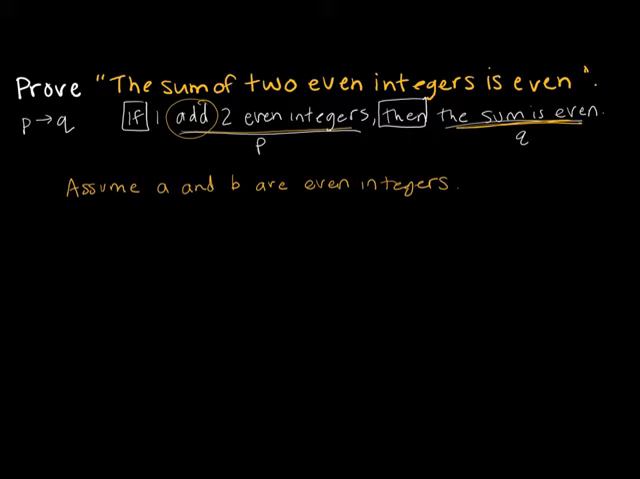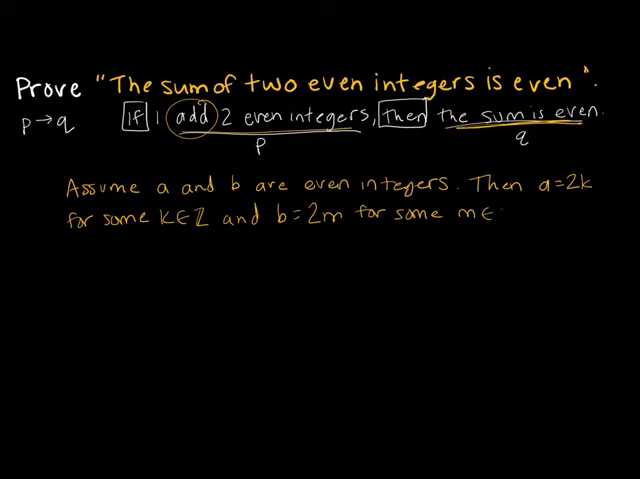Guess what I'm going to do next? Exactly what I did last time. Then a equals 2k for some k that is an integer, and b equals 2m for some m that is an integer.